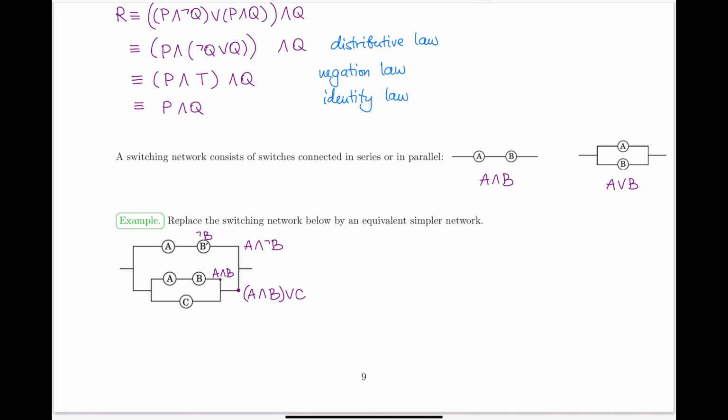Okay, and again, now I'm going to have two of them come together through the parallel construction. So the overall output will correspond to my two latest currents being put together in parallel using an OR. So I have A and not B from the top, or A and B or C from the bottom. And that is the expression that I'm working with.